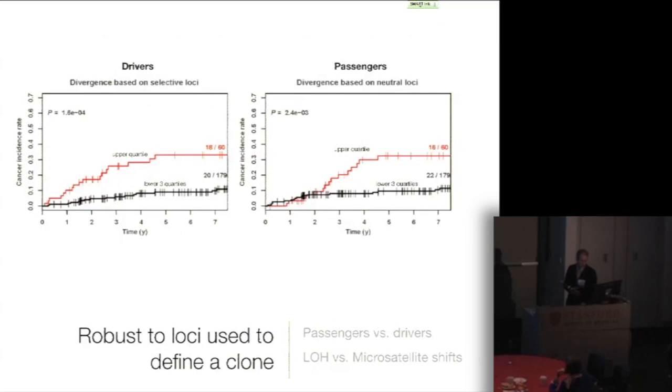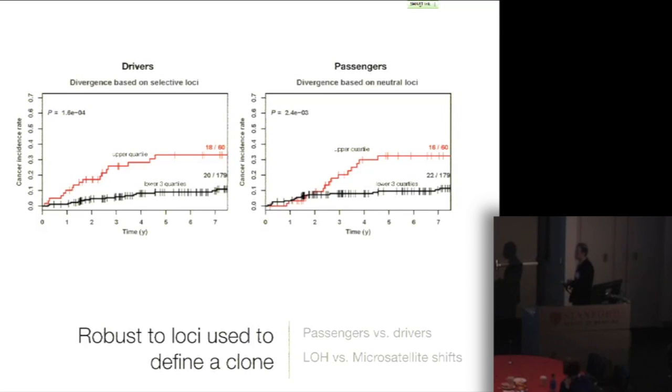And it turns out that it doesn't really matter how you measure the genetics of the clones. So you can define a clone based on measuring driver mutations like P53 or P16. And that's the Kaplan-Meier curve on the left. Or you can measure the passenger mutations like expansions and microsatellites in non-coding regions that look like they should have no phenotypic effect.